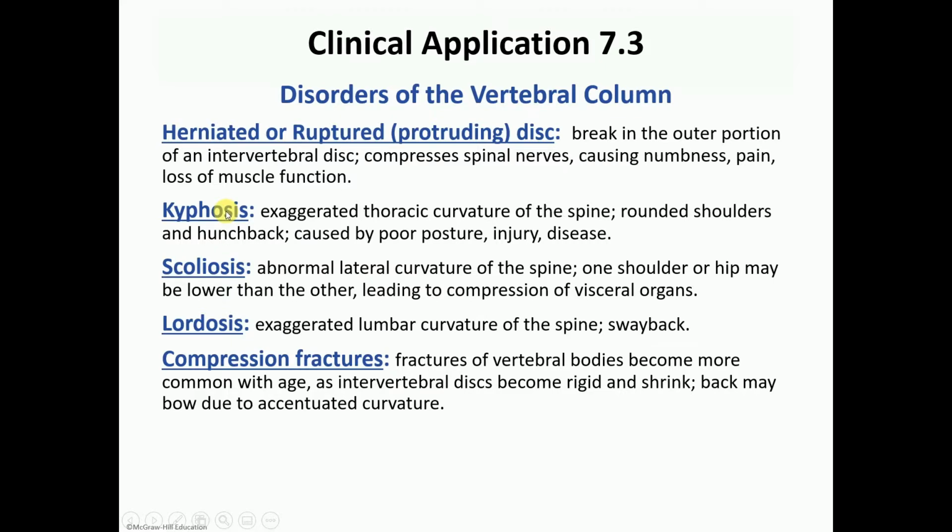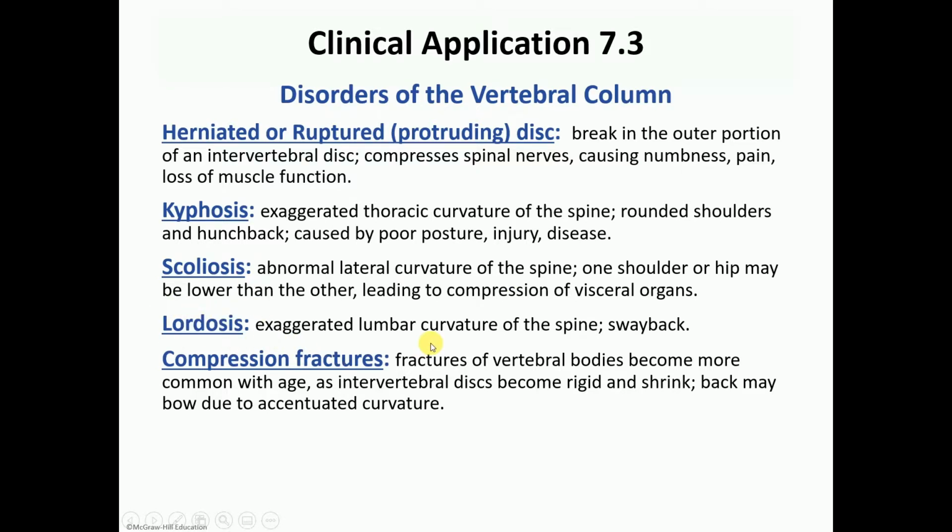Now, kyphosis is an exaggerated thoracic curvature. If you've seen, for example, the Hunchback of Notre Dame, that is an exaggerated thoracic curvature, and we call that kyphosis. Then we have scoliosis, which is actually more common than we think. Scoliosis is an abnormal lateral curvature of the spine, where the two shoulders are not at the same level, or the two hips are not at the same level. In its severe form, it can lead to compression of the internal organs.